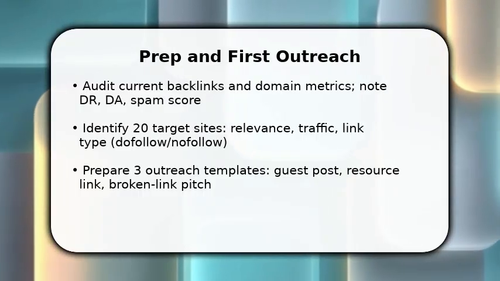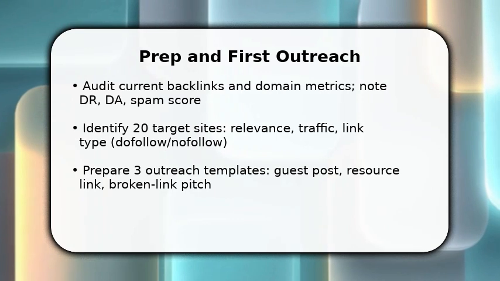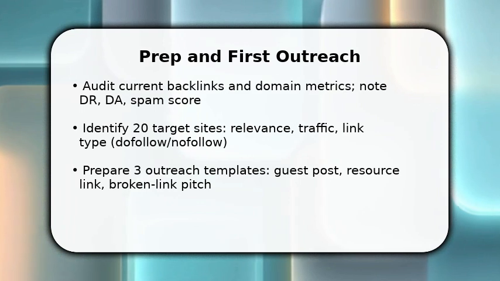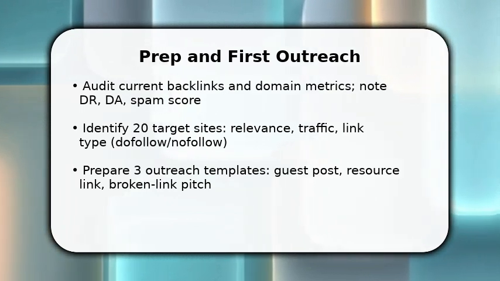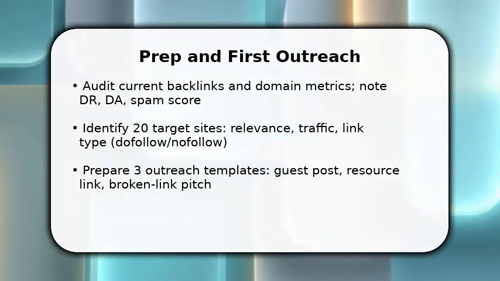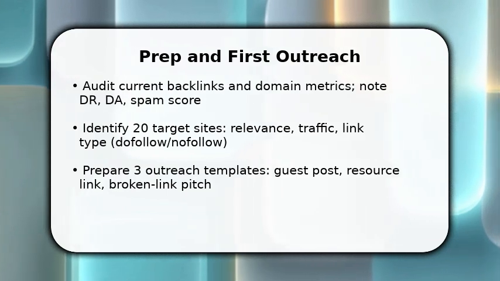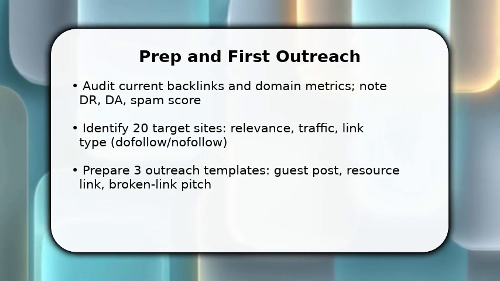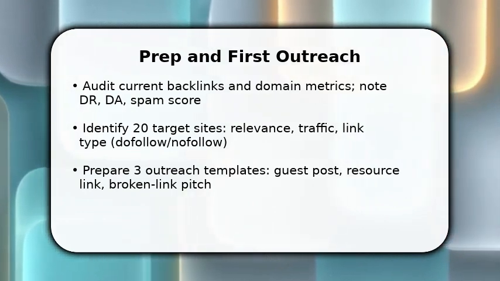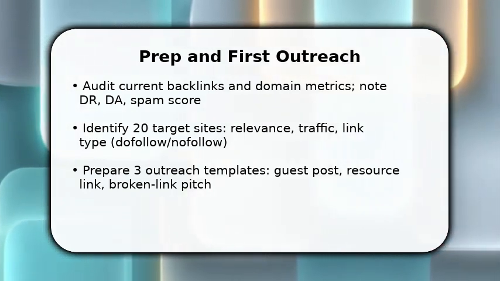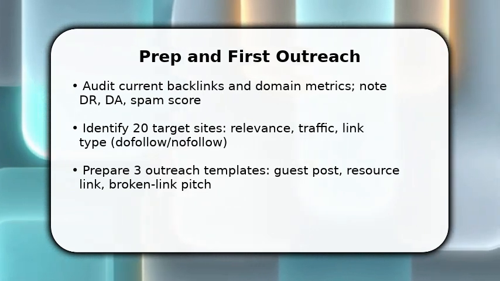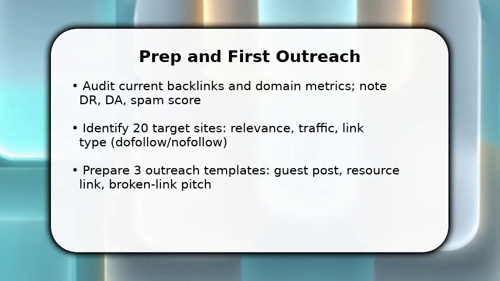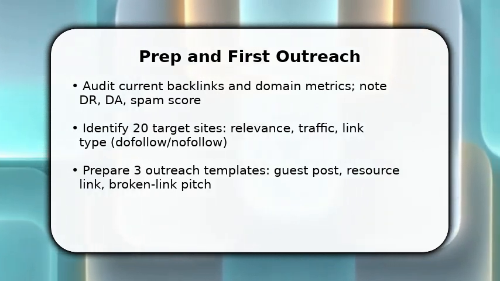You begin by auditing your site and competitors to know what to chase and why it matters. Once done, prioritize 20 relevant domains by authority and audience fit, then craft 3 tailored outreach templates for guest posts, resource links, and broken link pitches. Make sure to customize each message with a specific page and clear value offer. This first action sequence gets you contact-ready and focused. It converts generic outreach into targeted asks that editors actually respond to.